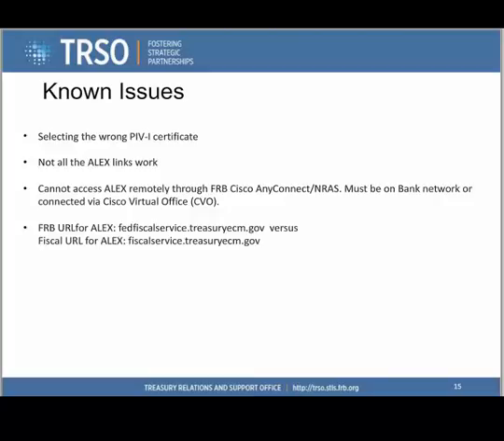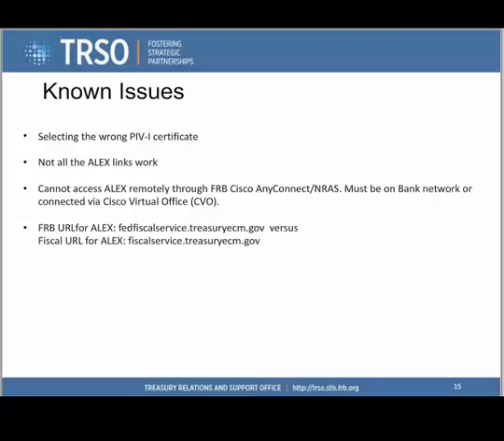The other thing that we've noted is that you cannot access ALEX if you're working from home or working remotely. So if you're already VPN'd into the FRB environment through the NE Connect NRAS solution, you can't then use the F5 VPN client. Our FRB security policy does not allow chaining of VPN sessions. And so you're going to need to be on the bank network, either directly jacked in or on Elmo.